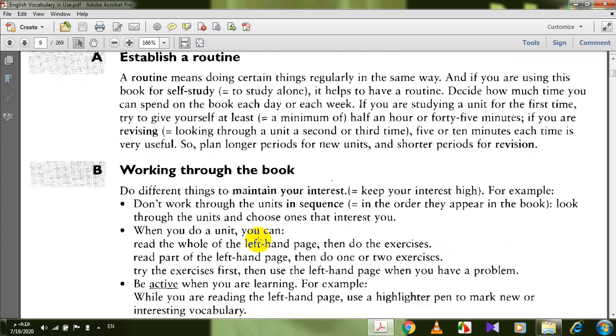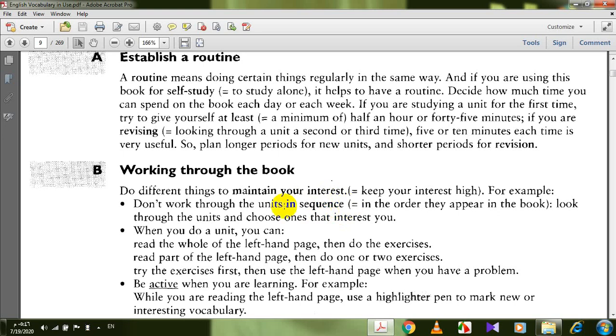Working through the book. Do different things to maintain your interest. When we say maintain your interest, it means to keep your interest high. If you would like to keep yourself interested, for example, don't work through the units in sequence. If you work in sequence, it means you are studying unit by unit. No, it says don't work through the units in sequence. That's to say you can jump from unit 1 into unit 5, so just jump into the units you are more interested in.